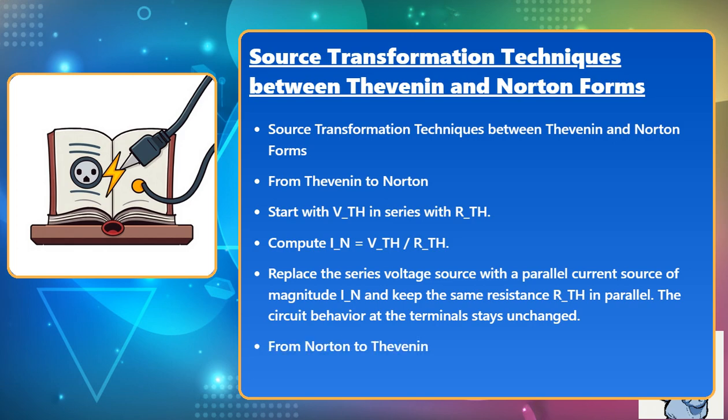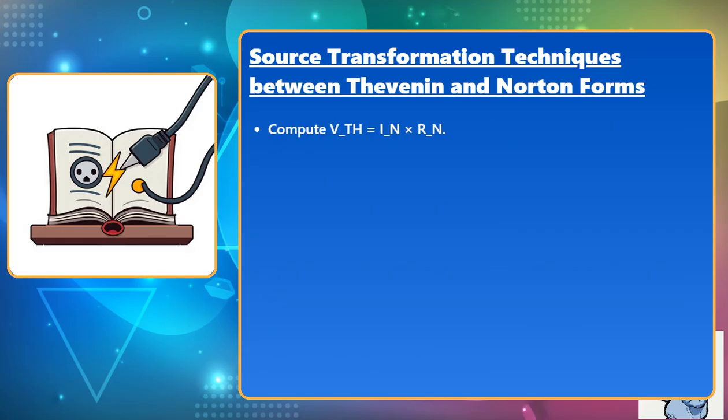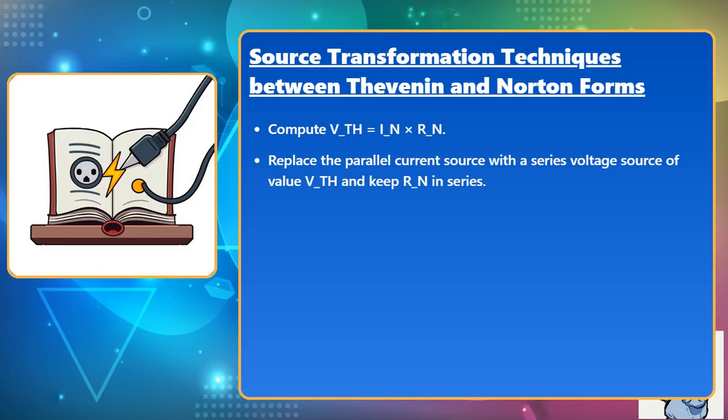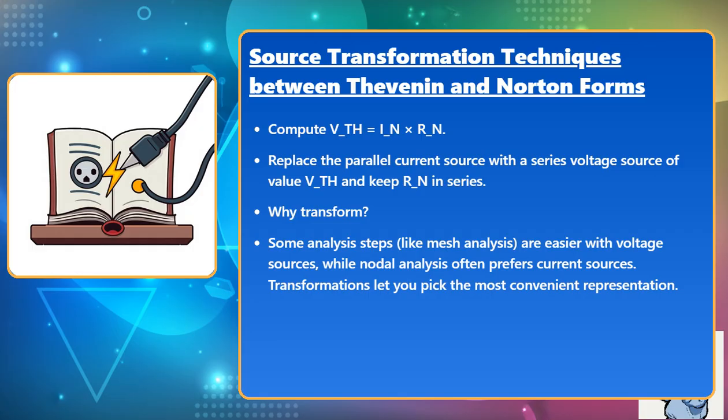From Norton to Thevenin: begin with I sub n in parallel with R sub n. Compute V sub Th equals I sub n times R sub n. Replace the parallel current source with a series voltage source of value V sub Th and keep R sub n in series. Why transform? Some analysis steps like mesh analysis are easier with voltage sources, while nodal analysis often prefers current sources. Transformations let you pick the most convenient representation.